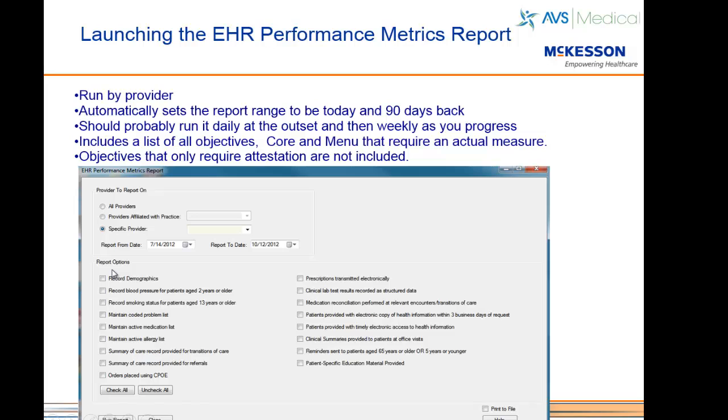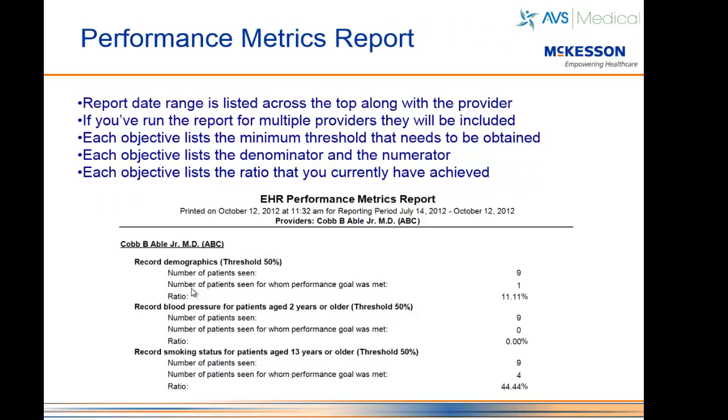Down below, these are all of the objectives, both core and menu, but these are the ones that require an actual value, an actual set of numbers that need to be reported to CMS. So if you look through this list, or when you look through the list on your computer, you may notice that there are some that are missing. And the reason they're missing is because the ones that are missing do not require a number. They just require you to attest yes or no to those. So these are the ones that actually require a metric. And I'll show you in a few minutes when we run this live which ones you should probably check off.